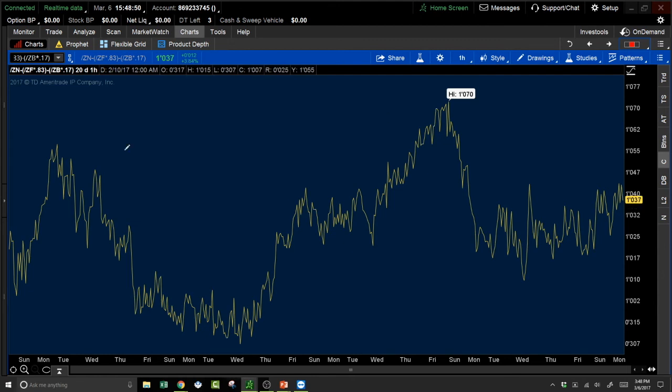Okay, so this is just the 10-year. I teach you how to do this with the 5-year and how to do this with the bond and how to do this with the 2-year. Again, it's a cool trade, but it does have to be learned.